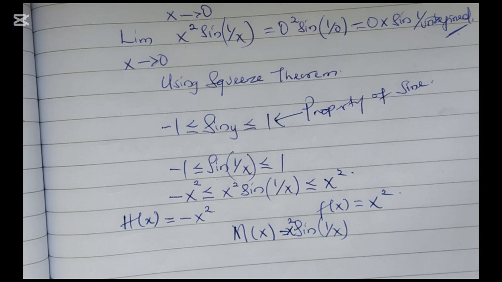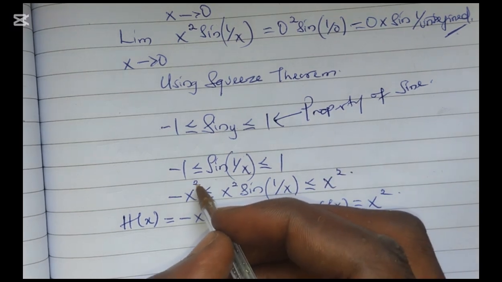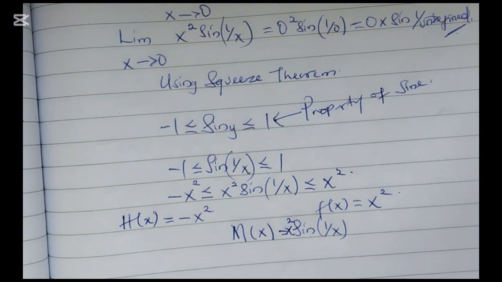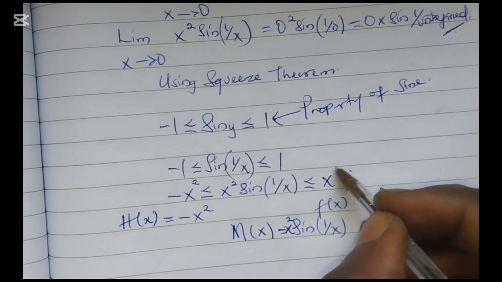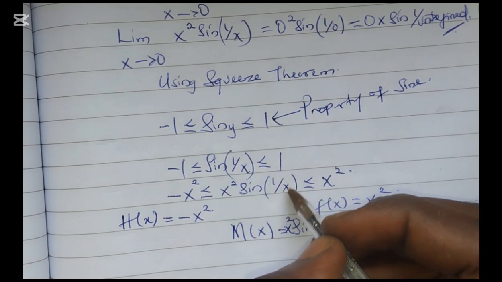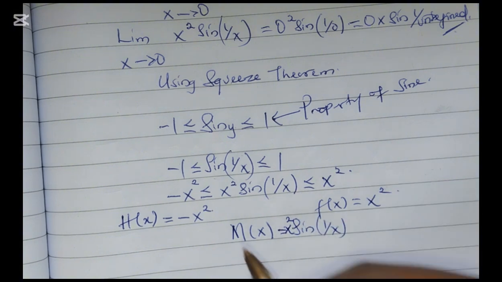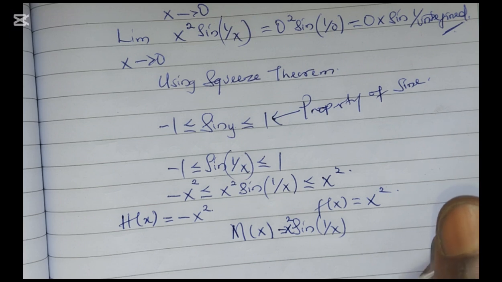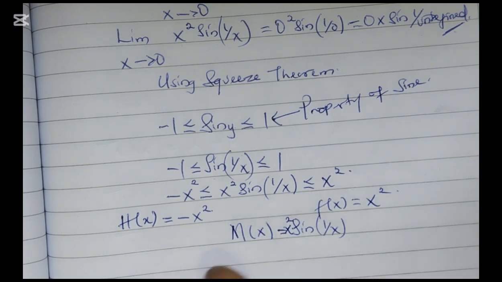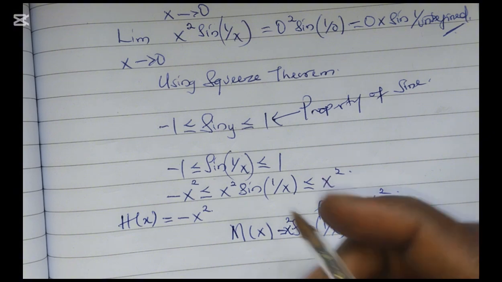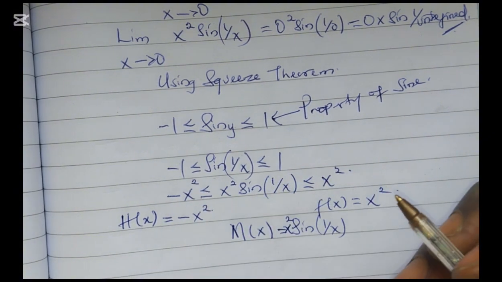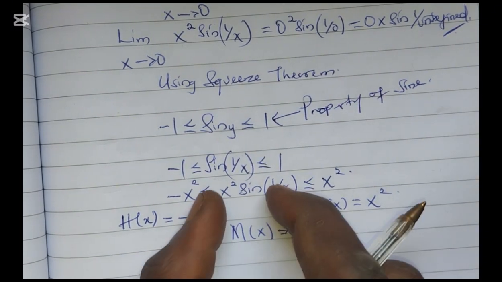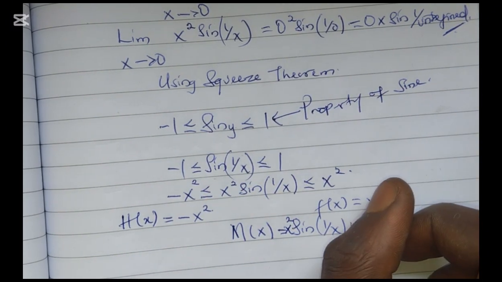What the Squeeze Theorem says is that if the limit of the left hand side is equal to the limit of the right hand side here, then the limit of the middle term also exists and is equal to whatever answer you get here. Yes, that's what the squeeze says. You see that we have been able to squeeze this function in between two boundaries.